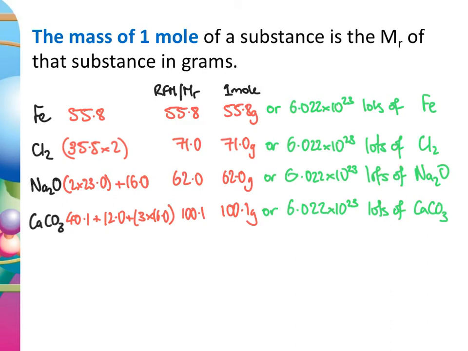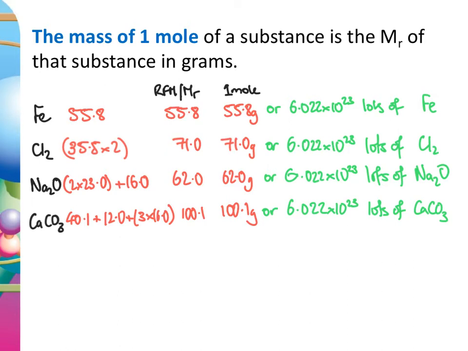And then finally, exactly the same thing with calcium carbonate. We end up with an MR of 100.1. We know therefore that 1 mole has a mass of 100.1 grams, and we know that if we've got 100.1 grams of calcium carbonate, then we have 6.022 times 10 to the 23, Avogadro's number, lots of calcium carbonate.